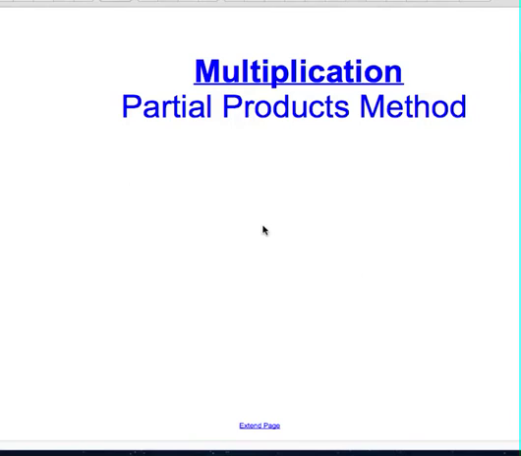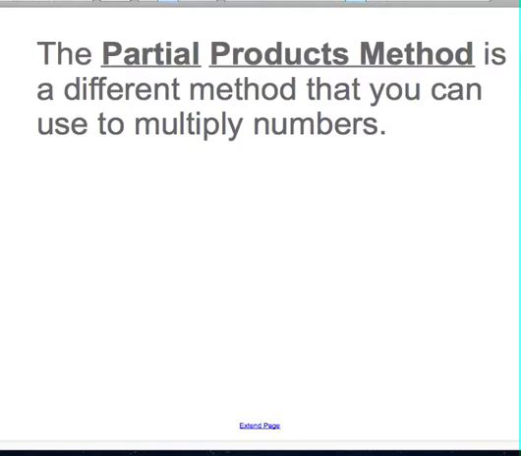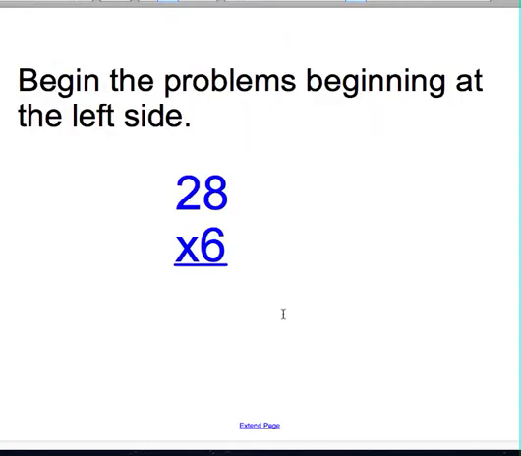We're going to look at another way to do multiplication problems. This time we're going to be looking at the partial products method for multiplication. The partial products method is a different method that you can use to multiply numbers. Begin the problems beginning at the left side.